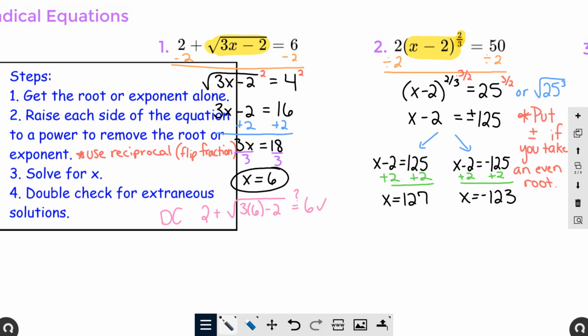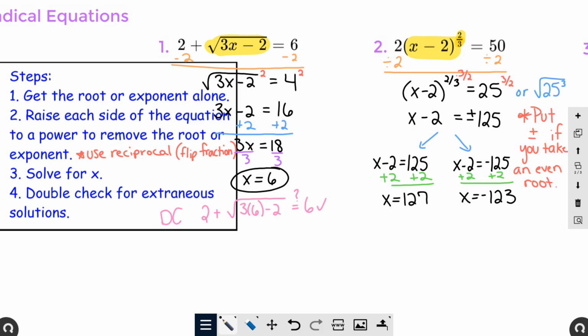An even number, so 2, 4, 6, or 8. So if that bottom number is even, then that's an even root, because it would be a square root, a 4th root, or a 6th root. So anytime that you have an even on the bottom, not on the top, just on the bottom.